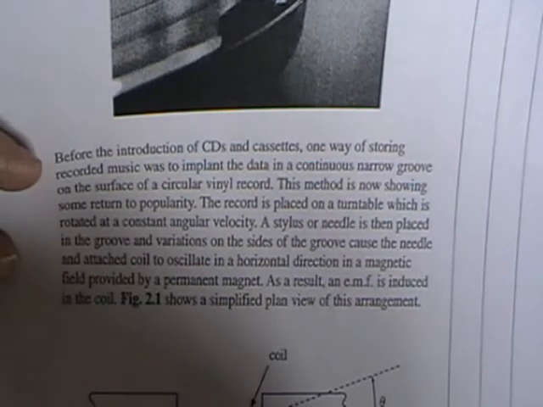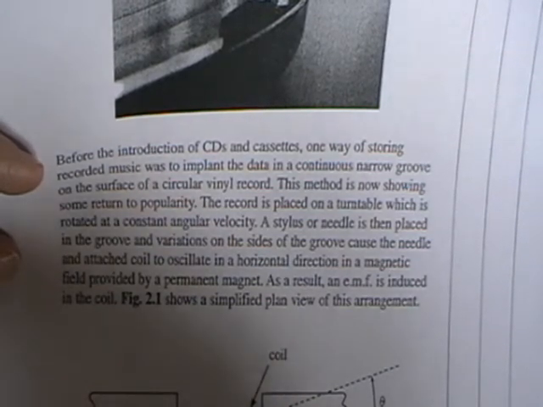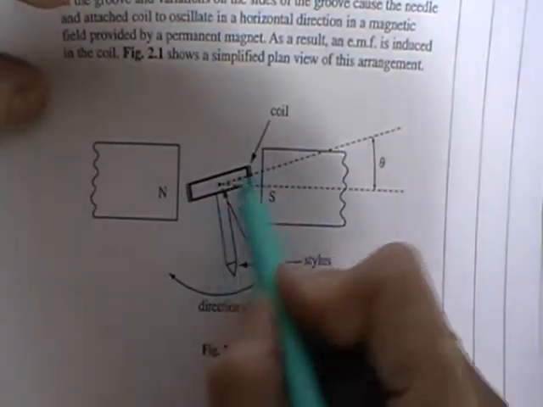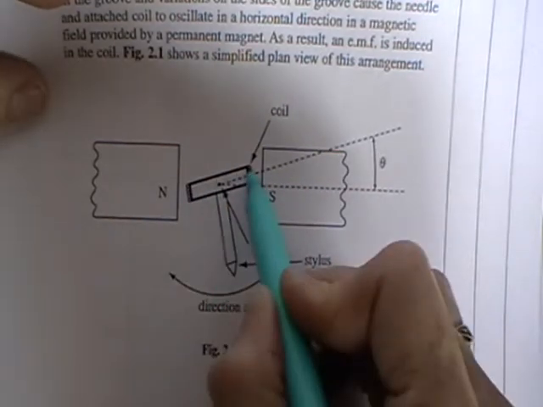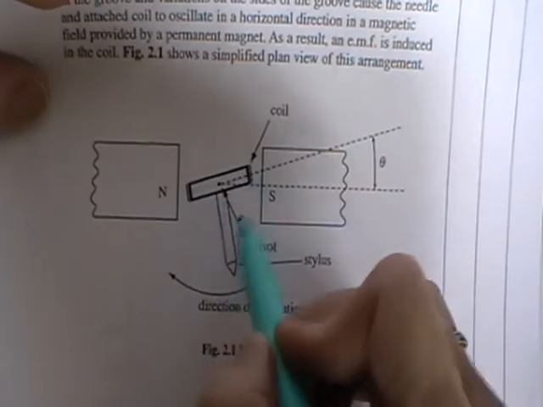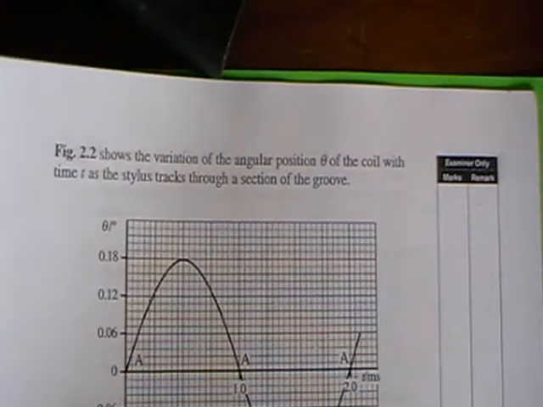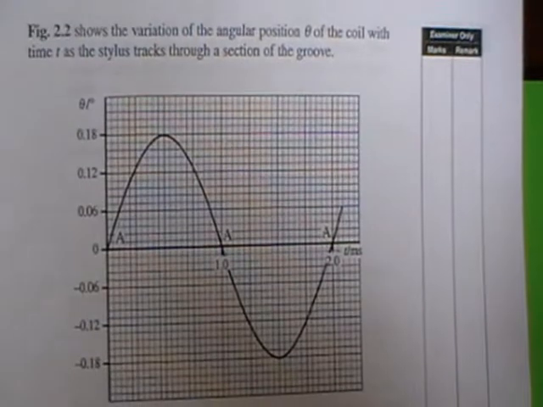So the idea is that as this is moving, it's cutting lines of flux, and therefore there's an EMF induced in the coil. As that moves, this is also moving and rotating about this pivot point, and therefore this part here, the coil, is cutting through lines of flux and an EMF is induced across it. Figure 2.2 shows the variation of the angular position theta of the coil with time t as the stylus tracks through a section of the groove.